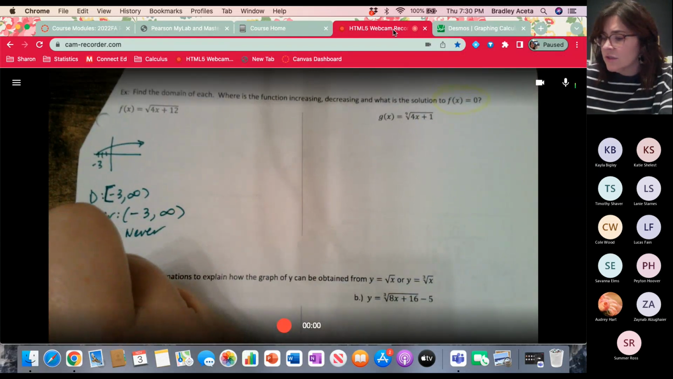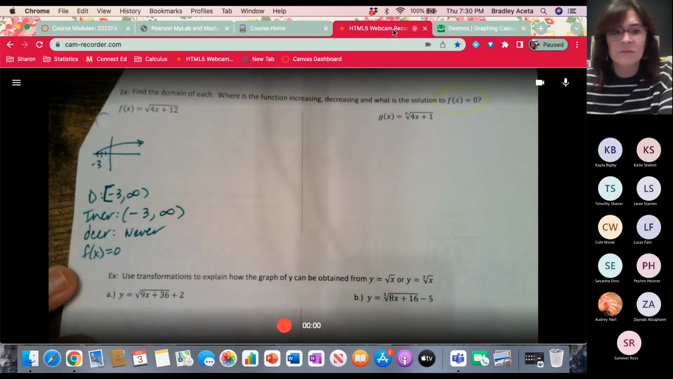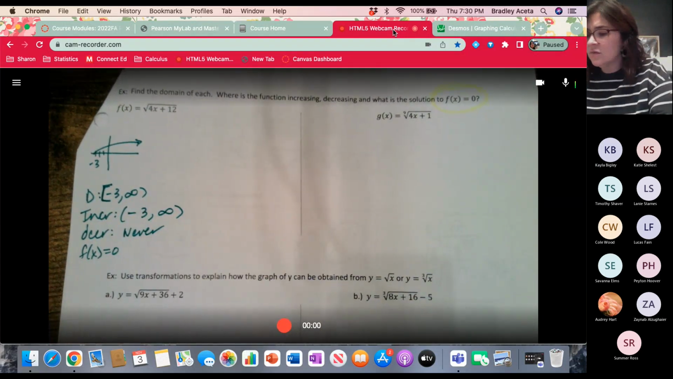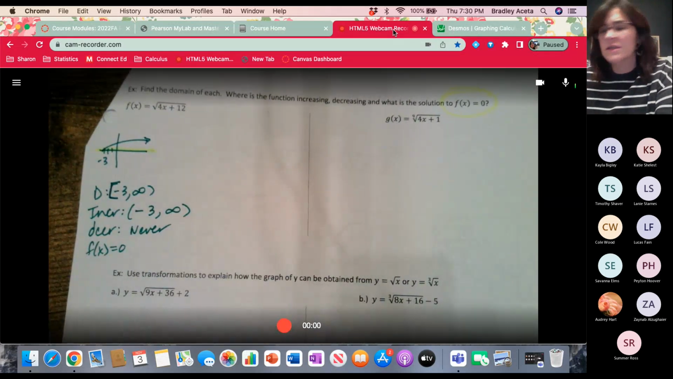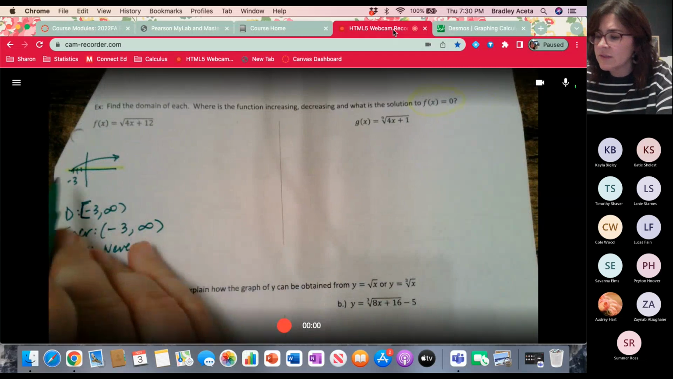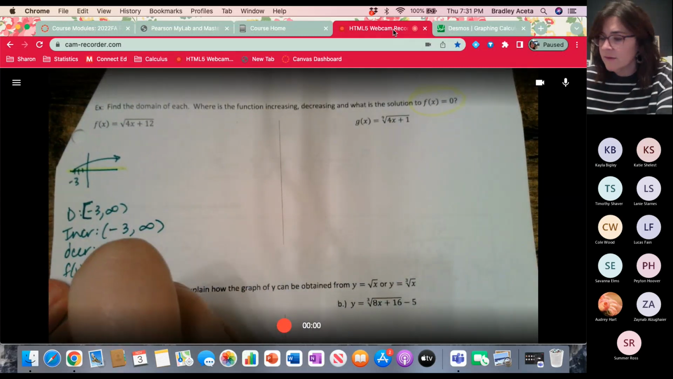And then the solution to f of x equals 0. That again is just, where is it going to cross this x axis right there that I just highlighted in yellow? And the only point it crosses at is -3. X equals -3.